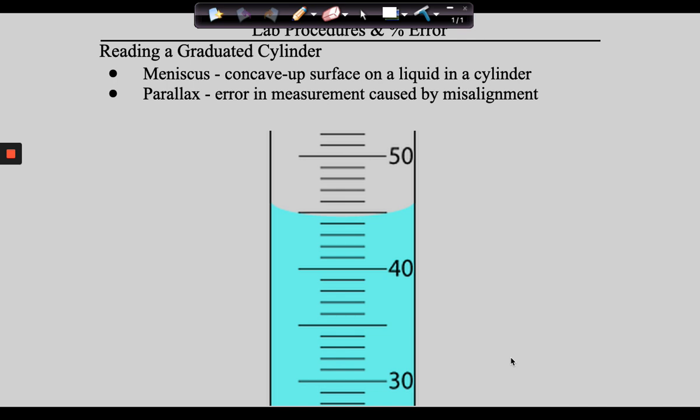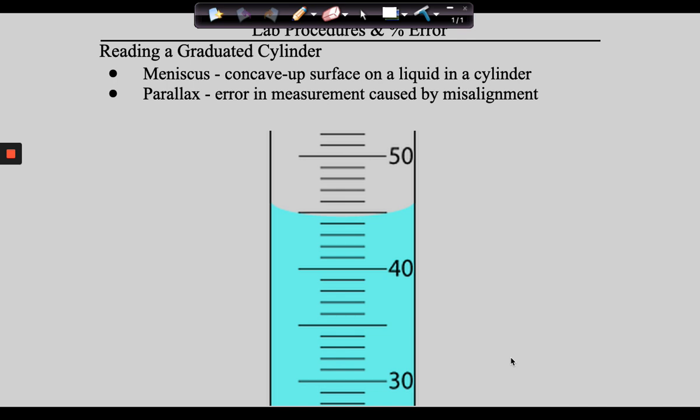So guys, the meniscus is a concave up surface on the top of the liquid, and it actually does look like this. Maybe some of you remember, but guys, the rule is this. Always measure from the bottom of the meniscus, and that's not in your notes, so I would include it. So when you are making measurements with a graduated cylinder, you always measure from the bottom of the meniscus.